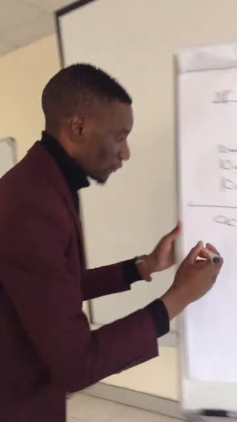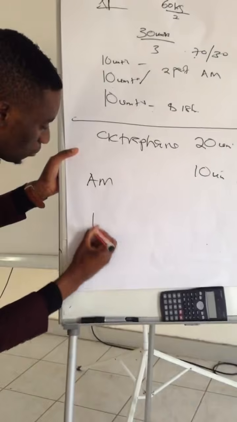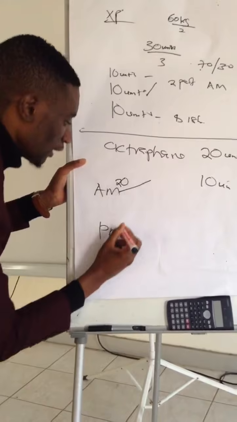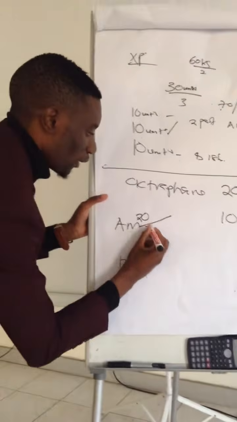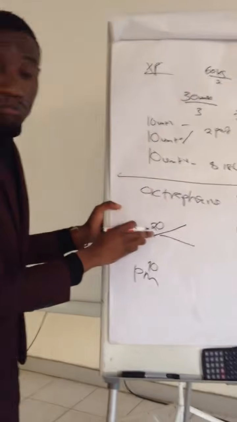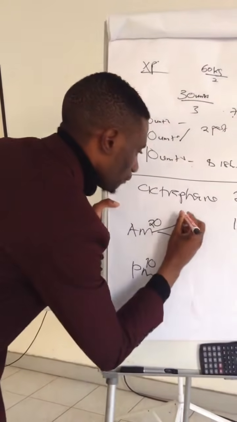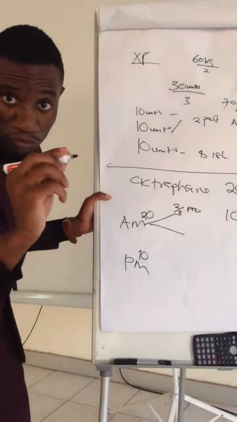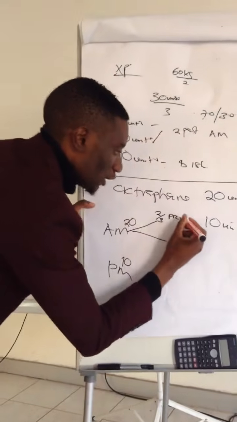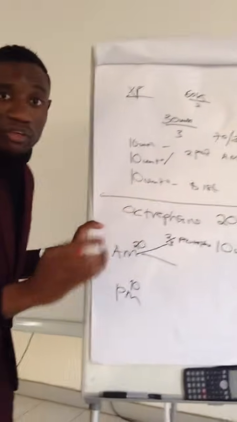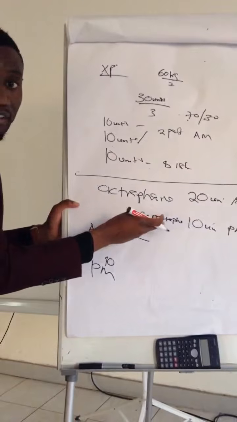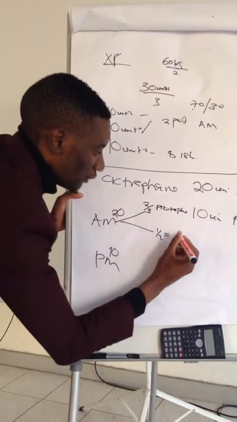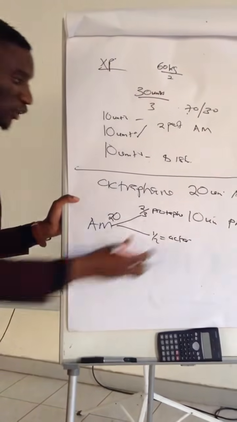How do you do it? This is how you convert. You write here AM and PM. Then you ask, the total dose in the AM is how many? 20 units in the morning, and in the PM they're getting how many? 10 units. So you know that of the 20 they're getting in the morning, 2/3 is Protofen. As I said, intermediate acting is more because this is 70/30. So 2/3 is Protofen, the intermediate acting. Then 1/3 is the Actrapid, or short-acting insulin. This you get in the morning.